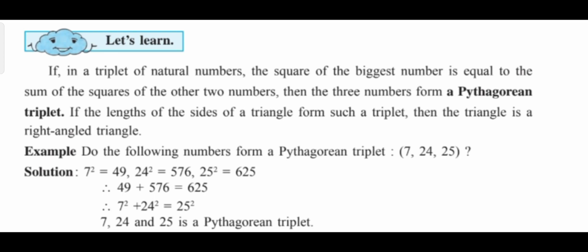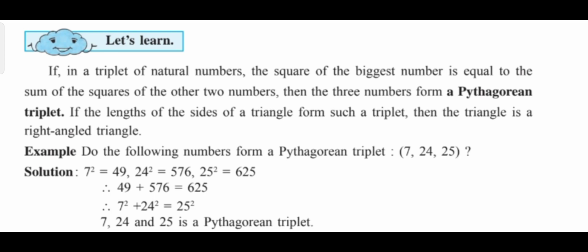The next part is that if in a triplet of natural numbers, the square of the biggest number is equal to the sum of the squares of the other two numbers, then the three numbers form a Pythagorean triplet. Now what they have told: if in a triplet of natural numbers, a triplet means three numbers, the square of the biggest number is equal to the sum of the squares of the other two numbers. The square of the biggest of the three numbers, and the squares of the other two smaller numbers, if the answer is the same, then it is said to be a Pythagorean triplet. If not, then it's not a Pythagorean triplet.